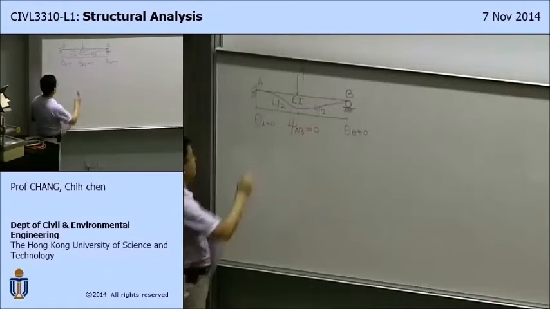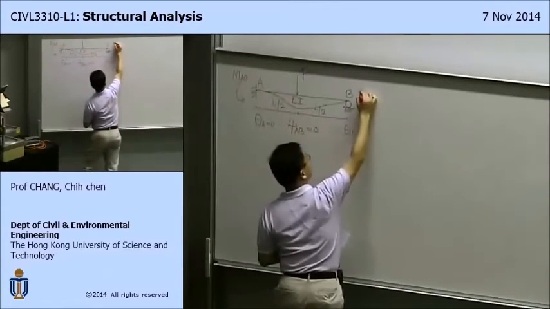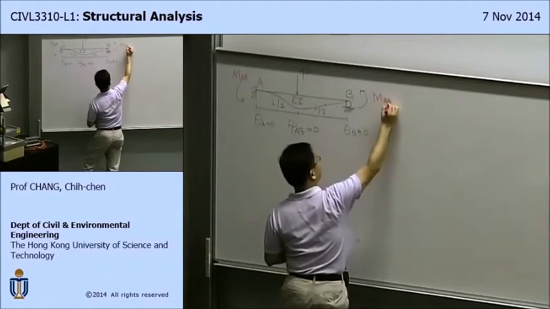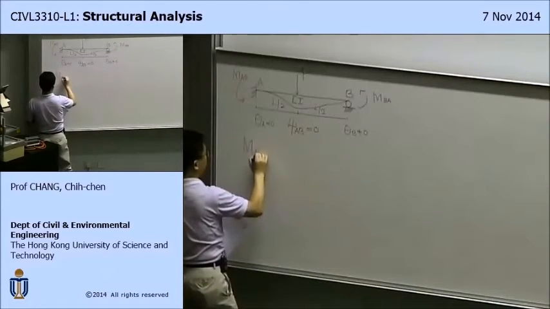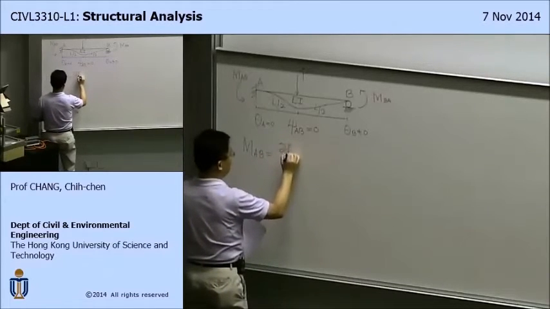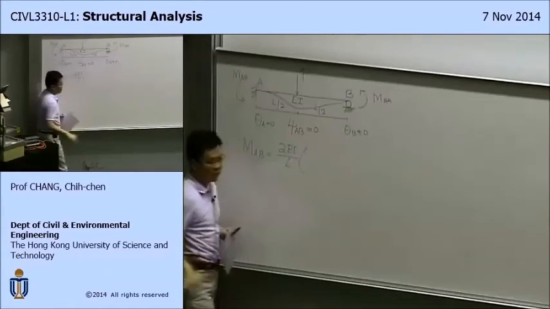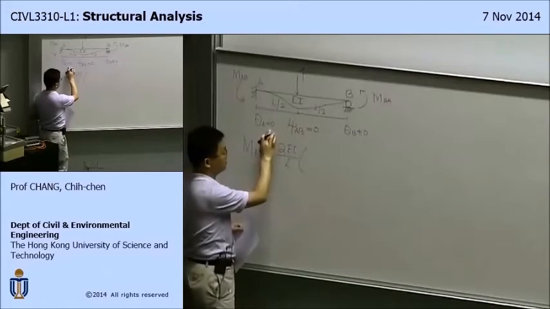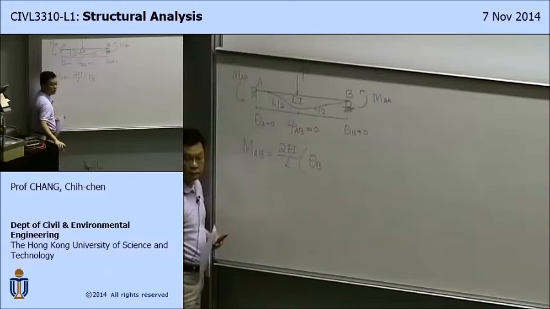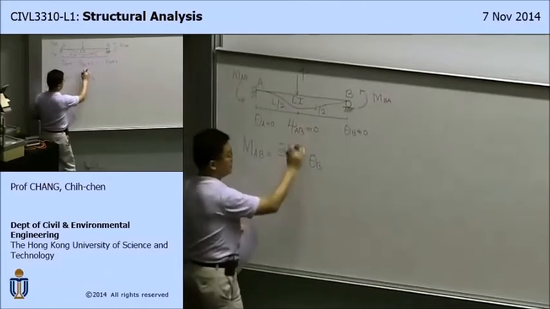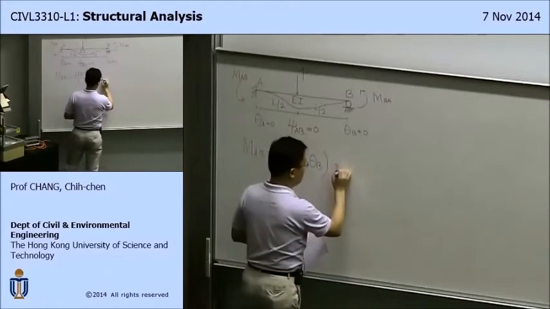Okay, so we are ready to go here. MAB, MBA. So you write down MAB equals 2EI over L, where L is the length of the member, times 2 theta A. Theta A is equal to 0. Plus 1 times theta B. Theta B is not equal to 0. Rigid body rotation is equal to 0. So that's it. Nothing else. And then the fixed end moment.